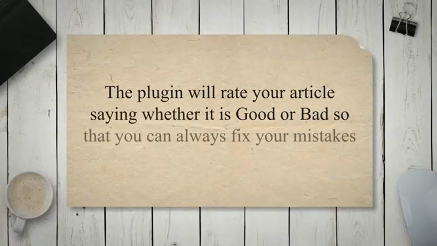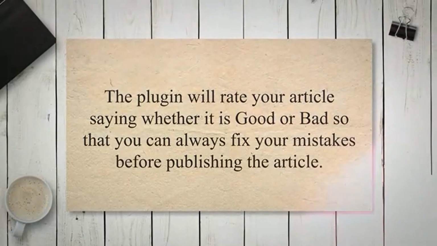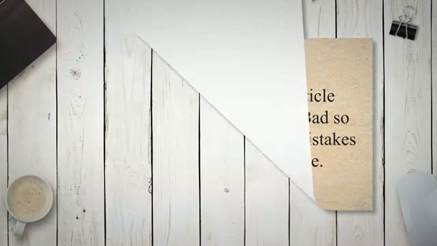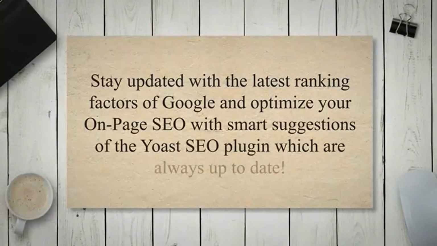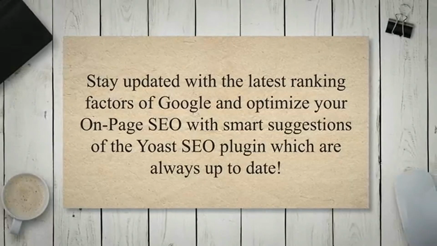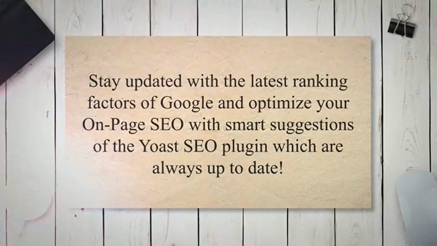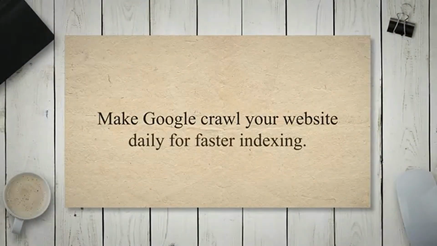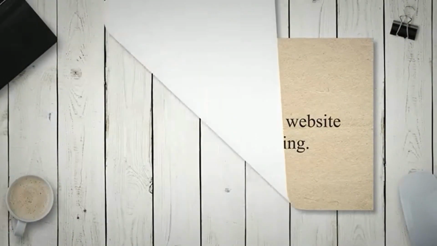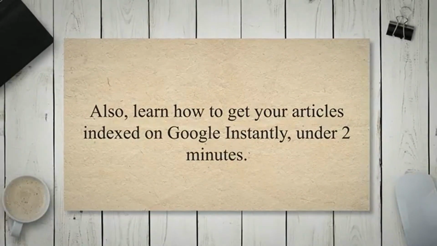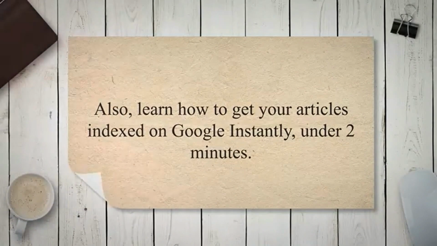The plugin will rate your article, saying whether it is good or bad, so that you can always fix your mistakes before publishing the article. Stay updated with the latest ranking factors of Google and optimize your on-page SEO with smart suggestions of the Yoast SEO plugin, which are always up to date. Make Google crawl your website daily for faster indexing. Also, learn how to get your articles indexed on Google instantly, under 2 minutes.